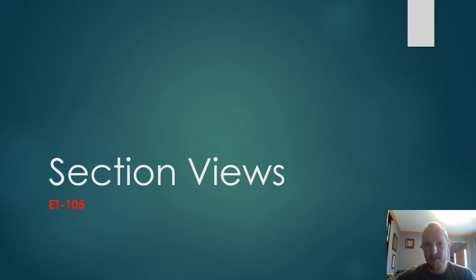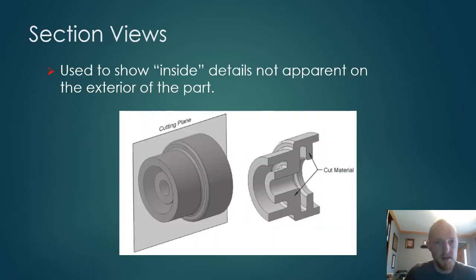Hello everybody. Today we're going to be taking a look at our next type of drawings, our next type of views, which are going to be section views. So the idea of a section view is that you're going to be creating a view that shows interior details of the part. So in order to show what's on the inside and the things that are not apparent from the outside, we need to cut through the part.